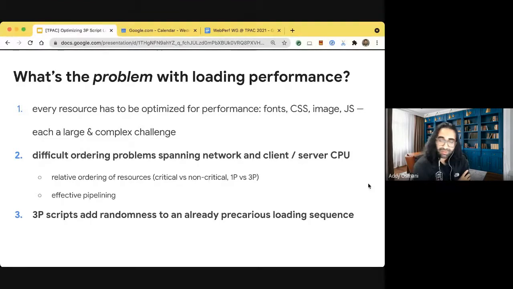Second problem is we have quite a few difficult scheduling and ordering problems that span the network and the client. These types of problems can speak to the right ordering for resources that are first party versus third party resources that might be getting injected into the page by your CMS or the platform that you're on, effective pipelining. And then the third problem is that third-party scripts just generally add randomness to an already precarious loading sequence. I also wanted to thank Shruti Paniker for her help with this slide.